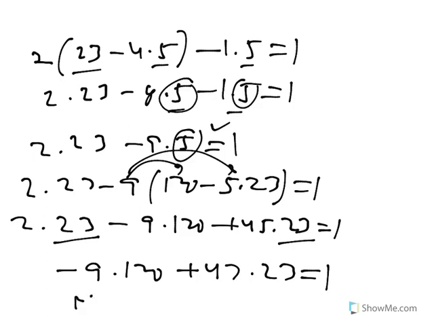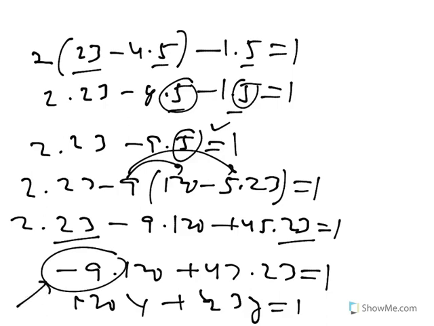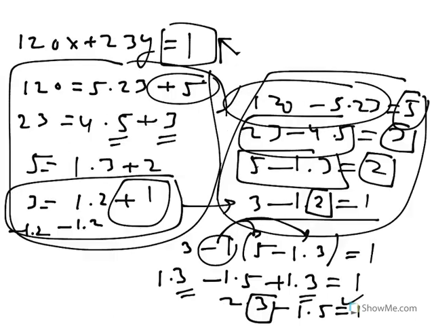And the question was 120x plus 23y equals 1. So the negative 9 is the x, and the 47 is the y, which was the answer to that question. This is called the back substitution method. The answer to this question was negative 9 and 47. You could test that by plugging those numbers in and see it does equal 1.